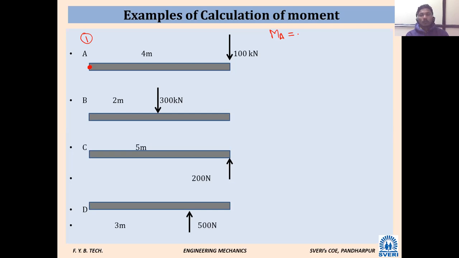It will rotate clockwise. Then for clockwise movement, how are we taking it? Positive. So what is the formula for moment? Magnitude of force into perpendicular distance. Magnitude of force is 100 into 4, equal to 400 Newton meter.